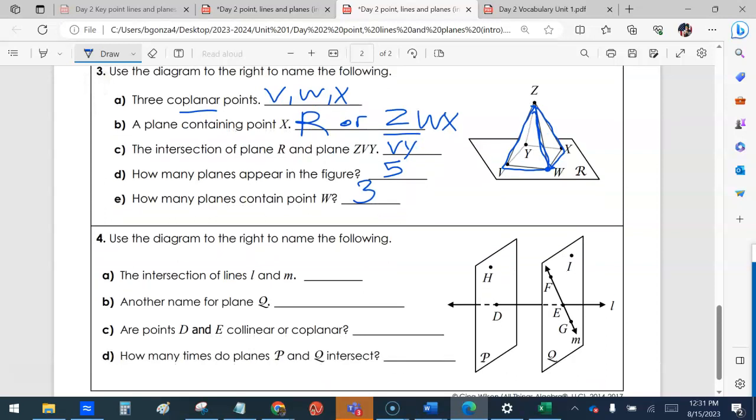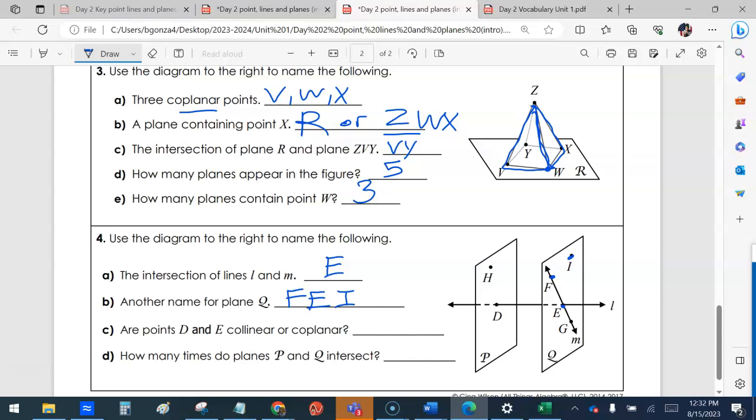Okay. Number 4. What is the intersection of L and M? Where do they cross? E. Right? L and M, those 2 lines touch right at E. What's another name for plane Q? All I need are 3 points on Q that are not in a straight line. So F, E, can't use G. I. F, E, I would make a triangle on the plane Q. So as long as they're non-collinear, F, E, and I, you could use EGI, other options.